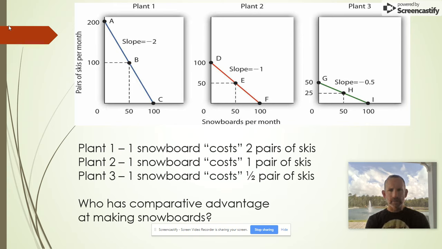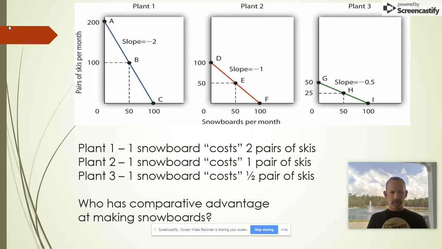So again, this is right out of the book. This is showing you that same business making skis and snowboards, but now they have 3 different plants. They could be in 3 different countries or 3 different states, but 3 plants making these things. And each plant has different opportunity cost ratios, different trade-offs between making these goods. That's because different plants have different resources, different factors of production, different workers, so they can produce in different ways.